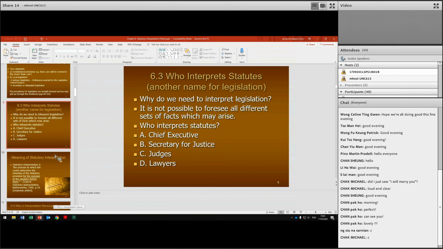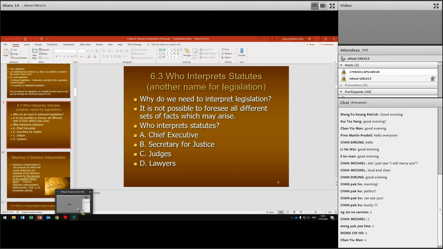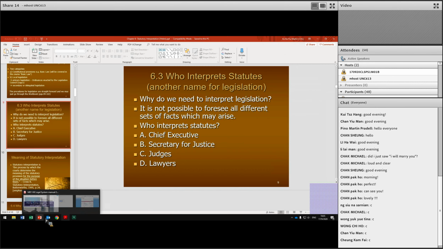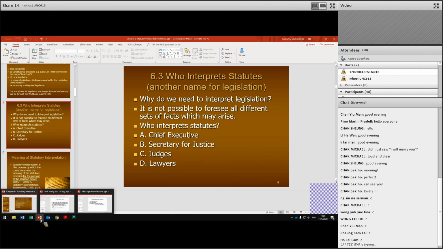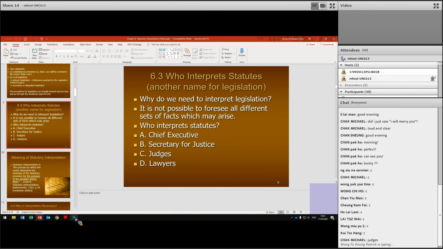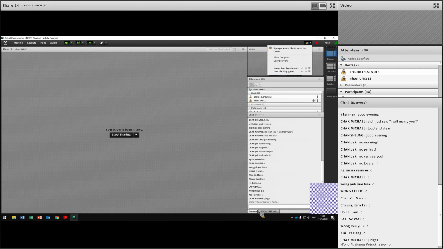First of all, who interprets statute: A, B, C, or D? Who will do the job? Is it the Chief Executive, the Secretary of Justice, judges, or lawyers?